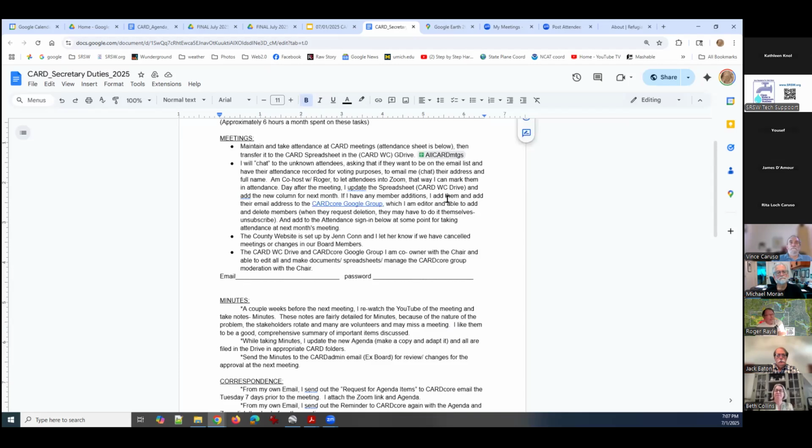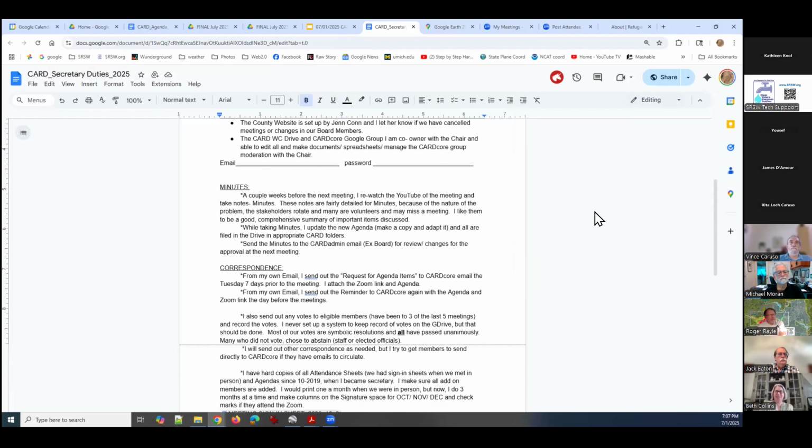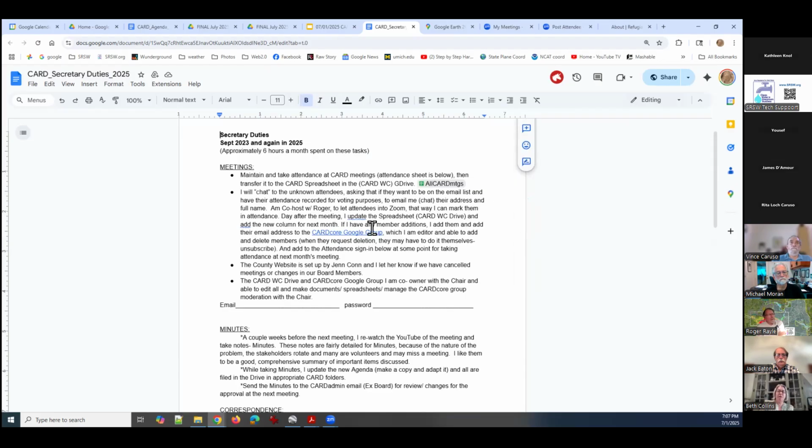I'm thinking we might be able to restructure this to make it less scary for any new volunteers that want to take over the secretarial position, even though it's only 6 hours a month. So that'll be open to suggestions for simplifying. Maybe I'll take this and send it into Gemini and say, give me a bullet point list of this.